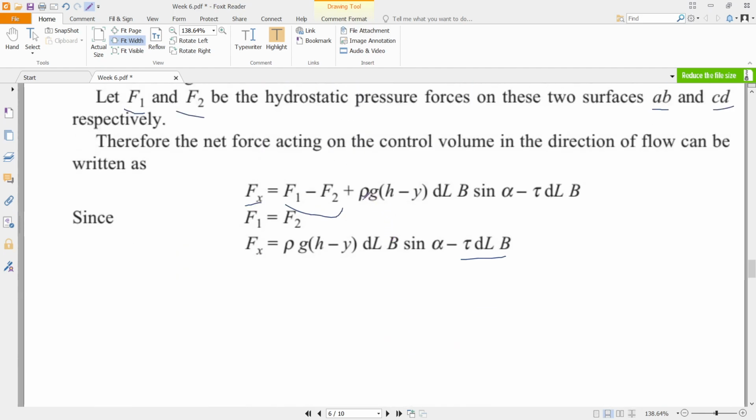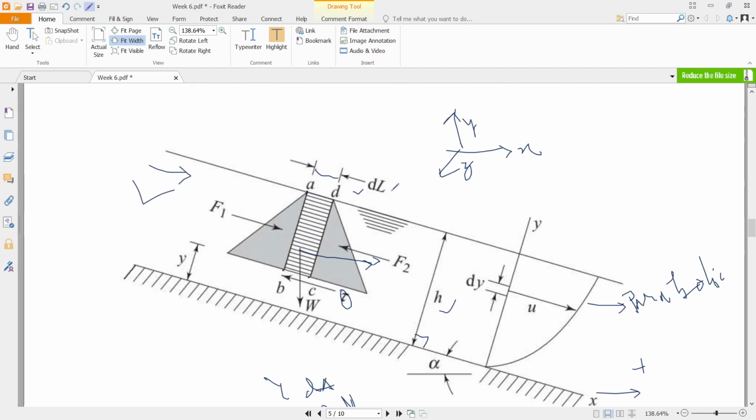So see, rho into h minus y. H minus y is what? This is the total depth h. Okay, y is the distance of the lower surface. The perpendicular distance of the lower surface of this control volume from the channel bed is y. So what is the effective length? This particular dimension for this control volume will be h minus y. So from a to b, okay, ab equal to cd is equal to h minus y.